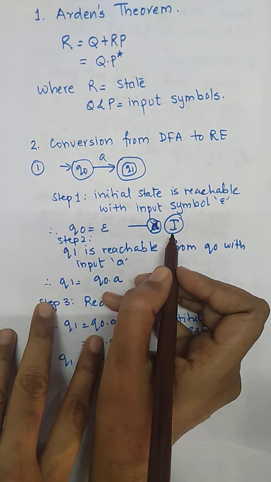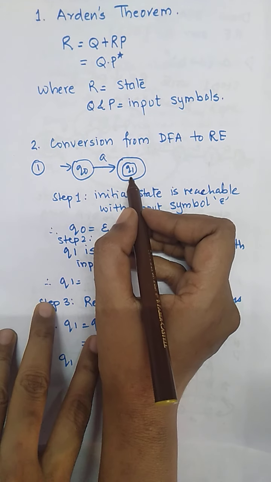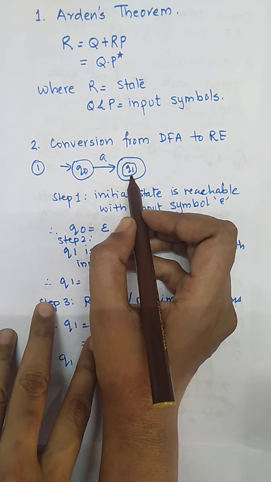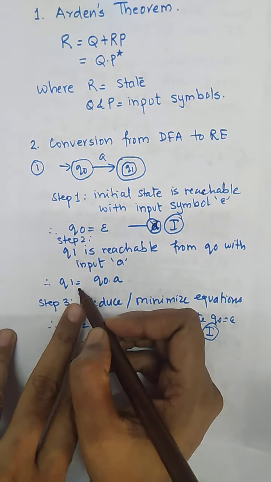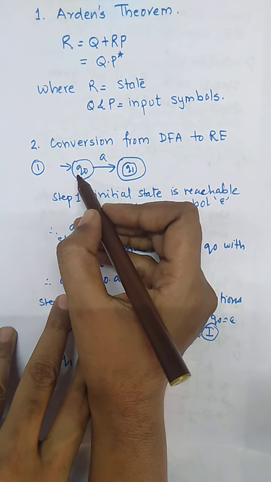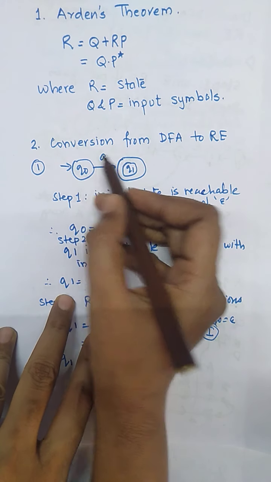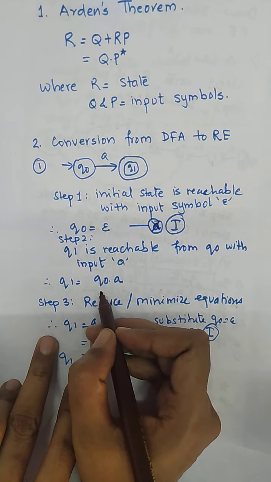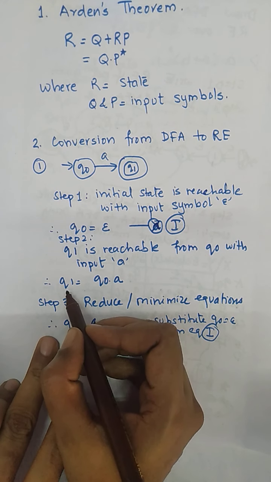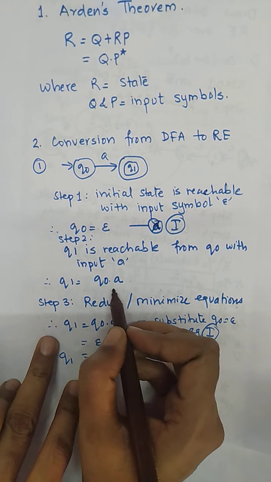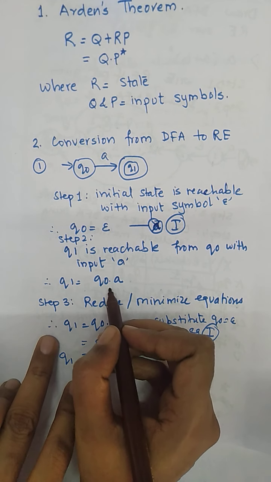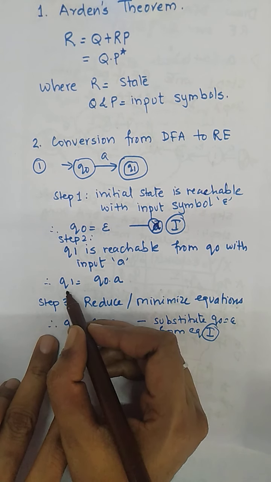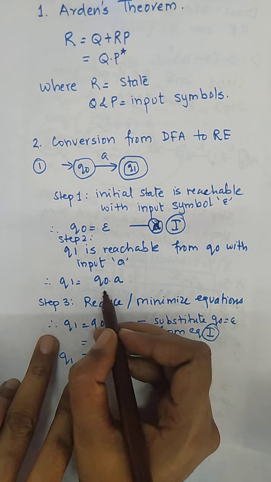This is your equation number 1. Now, in order to reach Q1 from the initial state, what is the path? From Q0 with input A we reach Q1. So Q1 is reachable from the initial state Q0 with input A, so Q1 = Q0.A. What is the value of Q0? As Q1 is a final state, we want the equation to be in terms of input symbols only. We don't want any state name in the regular expression of the final state. That means we have to remove Q0 from the equation.